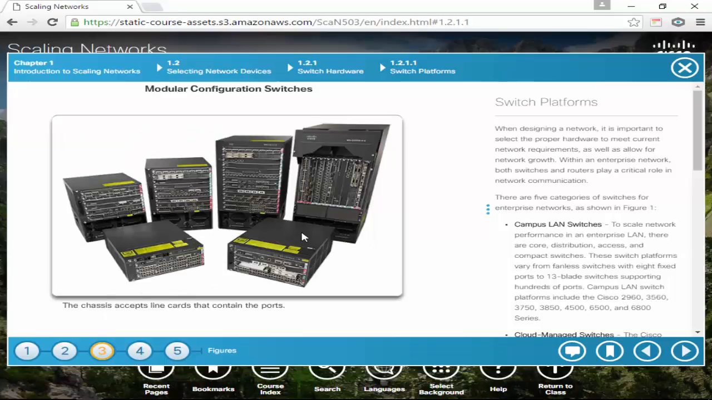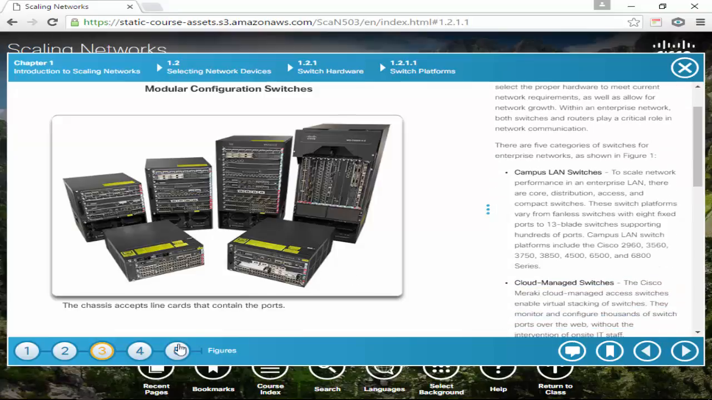Alright. Here's a chassis-based switch, right? Like the 6509. And so each one of these is a blade, right? So when I say 6509, what the 09 means is that it has 9 slots to put blades in. So we could have a 6511, we could have a 6503, something like that. So each one of these is a slot that we could throw a blade in. Alright.